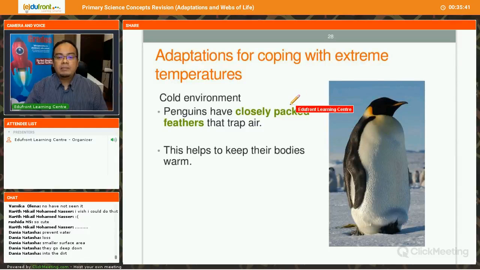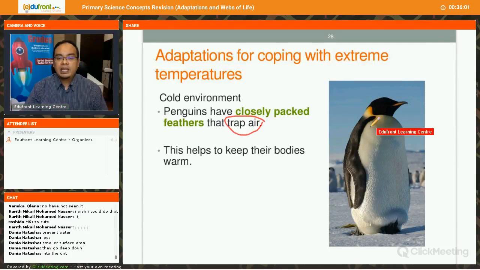Okay, so penguins have very closely packed feathers that trap air. And we know what is the property of air. Air is a very poor conductor of heat, right?